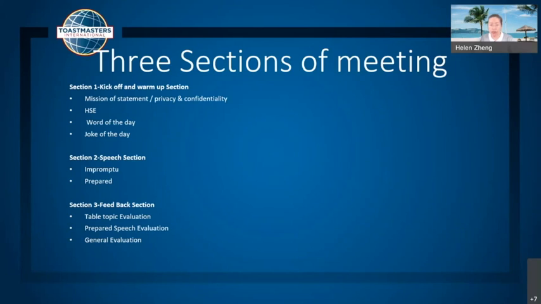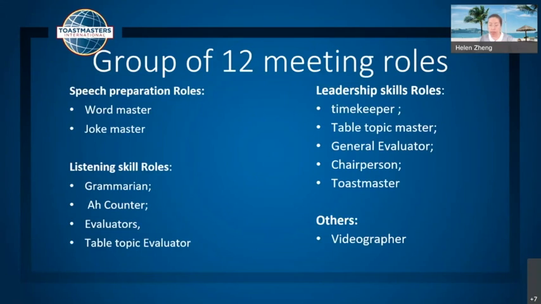The last section, feedback, is the most important to help us improve in both speaking and leadership skills. In this section, either the Toastmaster or general evaluator will lead a team, which includes the table topic evaluator, speech evaluator, timekeeper, grammarian, and Ah counter, to evaluate everything: what we did well and what we are going to improve on in today's meeting. Above is the map and the briefing of the meeting.